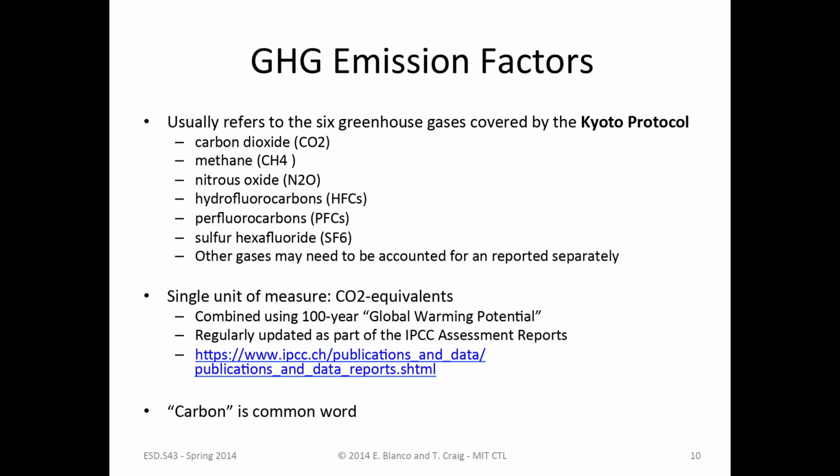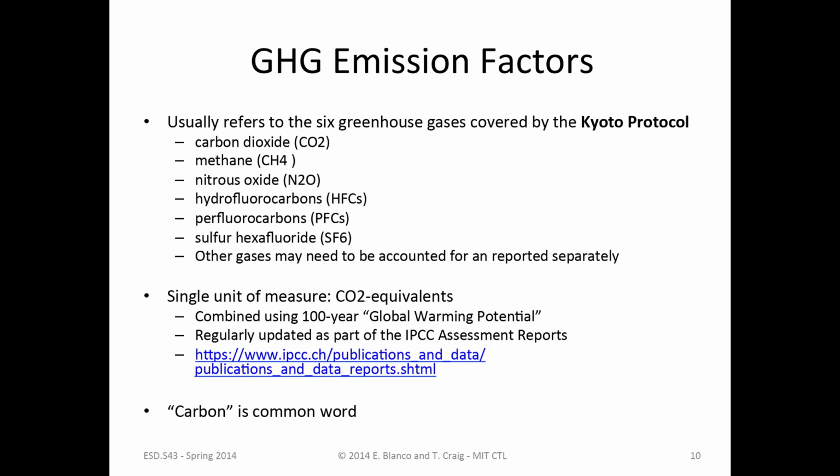Part of this is that these occasionally get updated as part of the IPCC process. They actually just released in 2013, I think, the fifth version of this, and so some of these factors have changed. That's something to keep track of, especially for a company that's doing it long term. Those factors can change as you go, which sometimes means you need to go back and recalculate and refigure it.